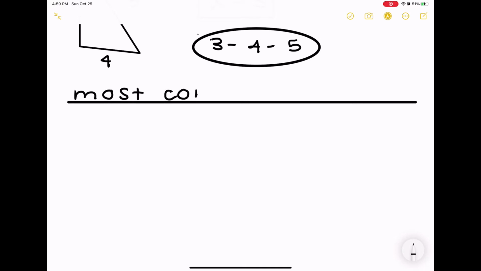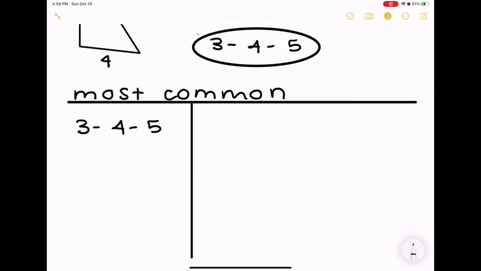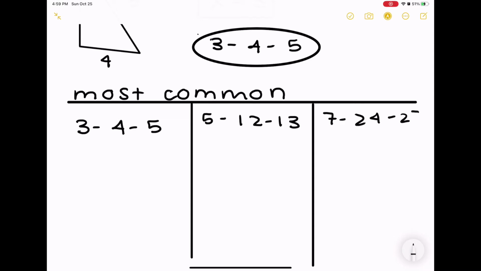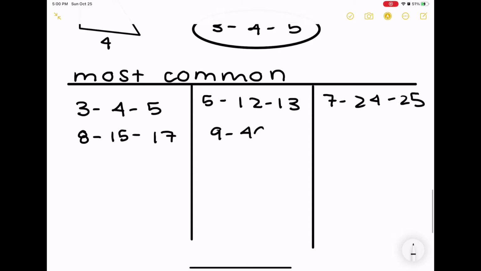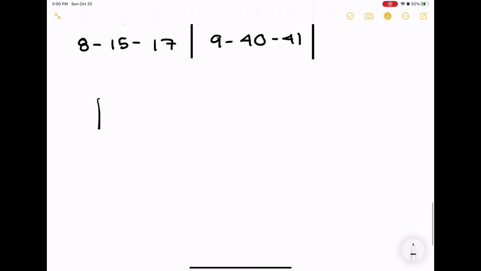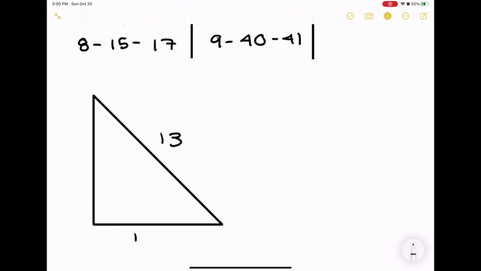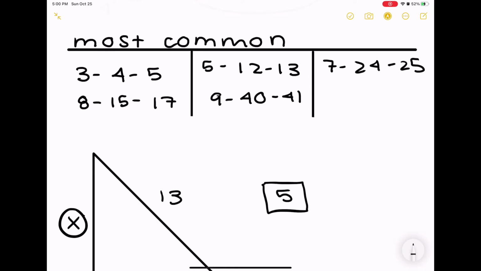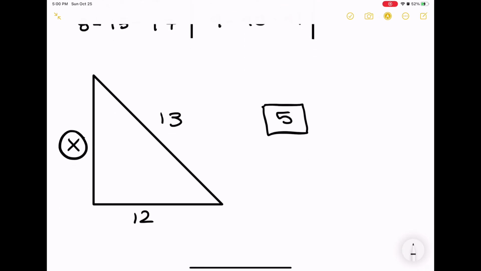So here are some of the most common Pythagorean triplets. There's a 3, 4, 5, which you've probably seen a lot today when I was writing. There is also a 5, 12, 13; 7, 24, 25; 8, 15, 17; and 9, 40, 41. So those are the most common ones. So let's go ahead and do this example without doing a lot of math. So we have 12, 13, and x. So we know the triangle is a 5, 12, 13, and the missing side is 5 because we know there's a 12 and 13.